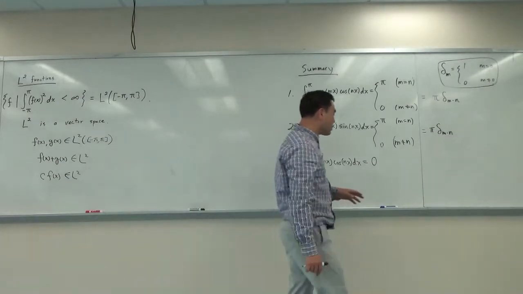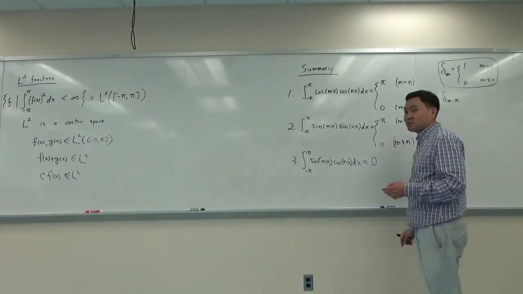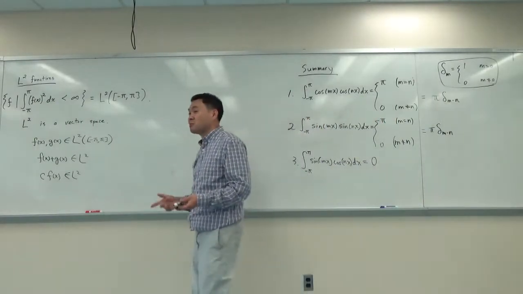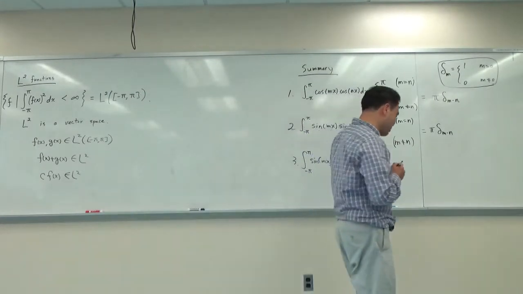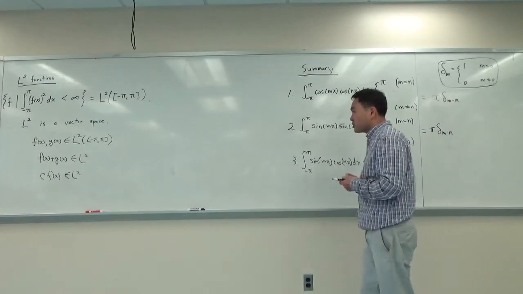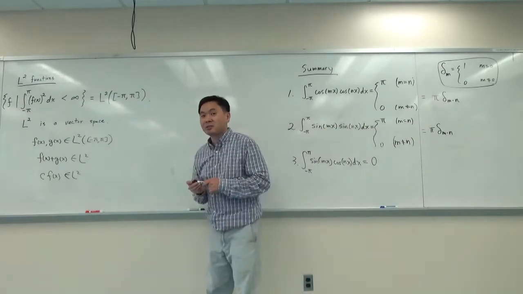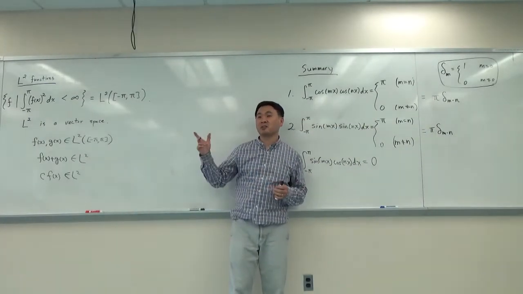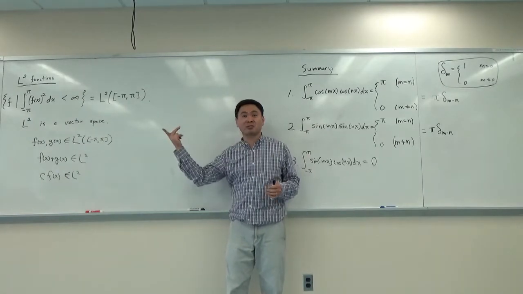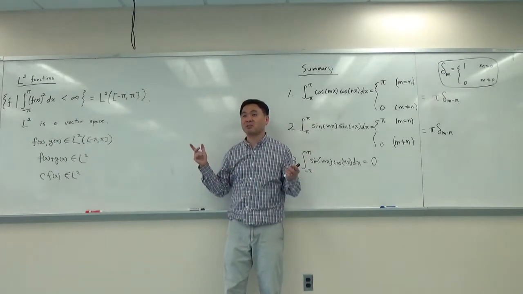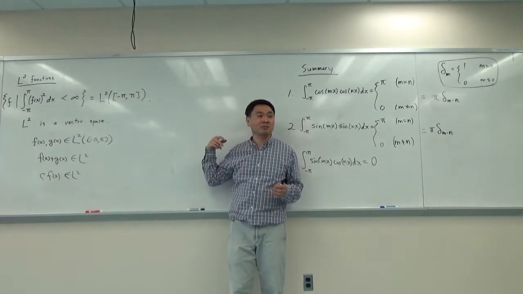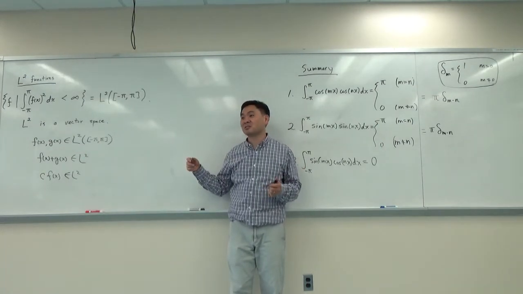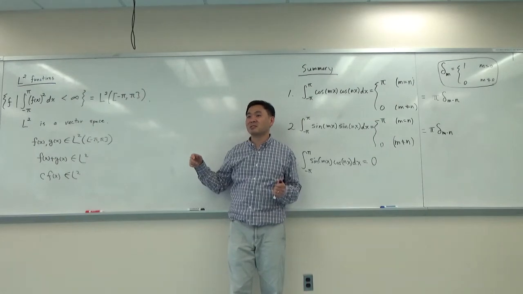Well, think about things that you can do with vector spaces. So in R3, when you have a vector space, you can talk about components, right? And you can talk about coordinate systems. You can talk about basis. By the way, what's a basis of a vector space? A list of vectors that span it and is linearly independent.